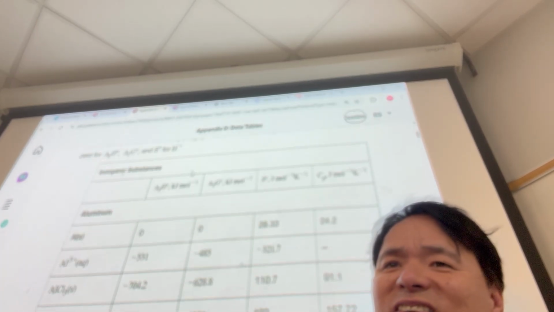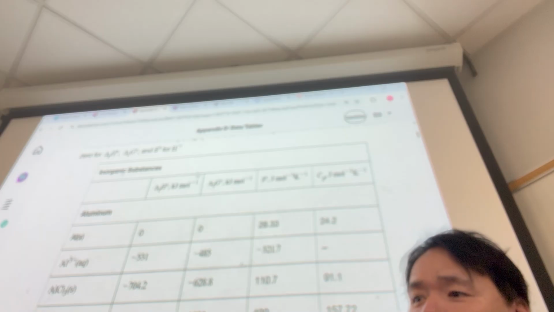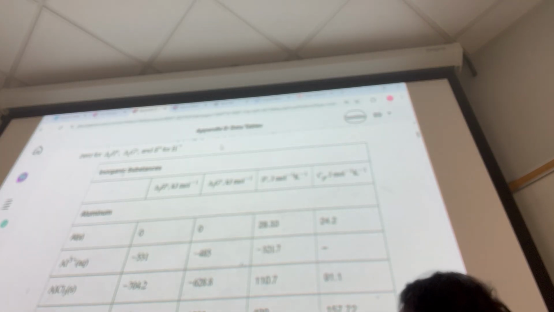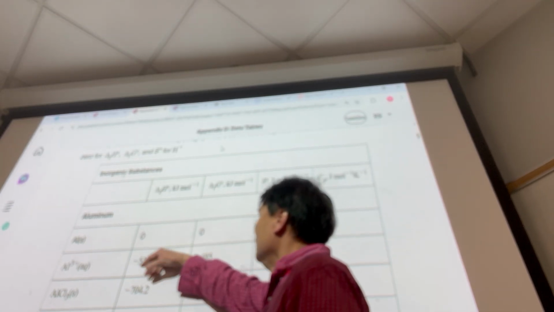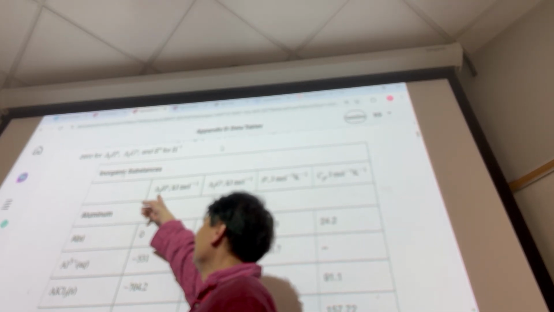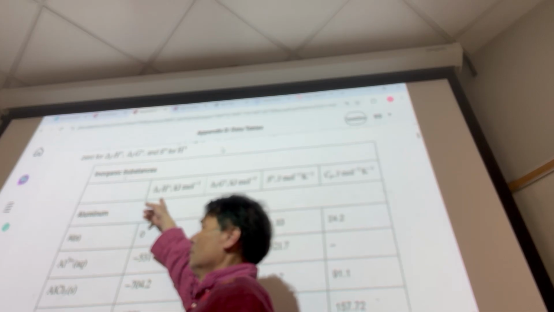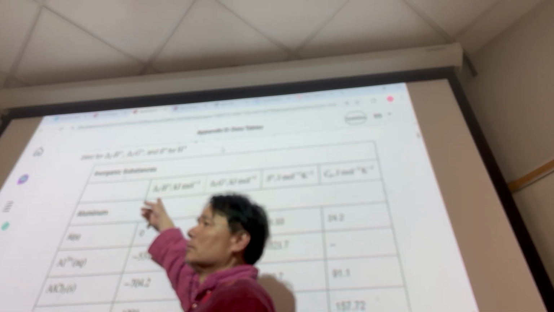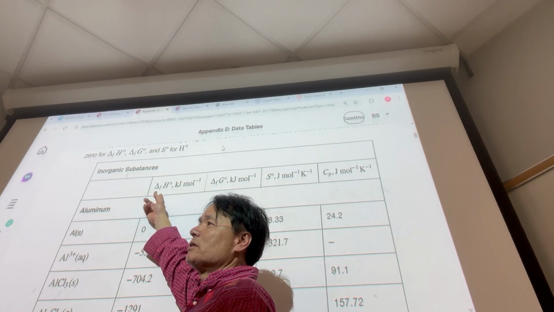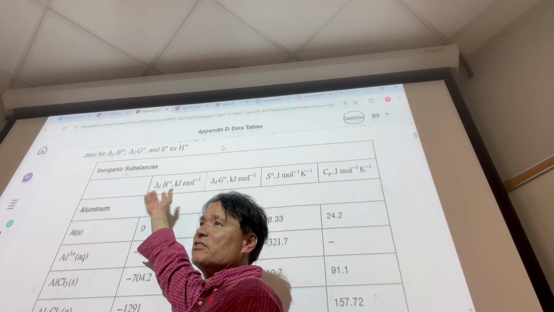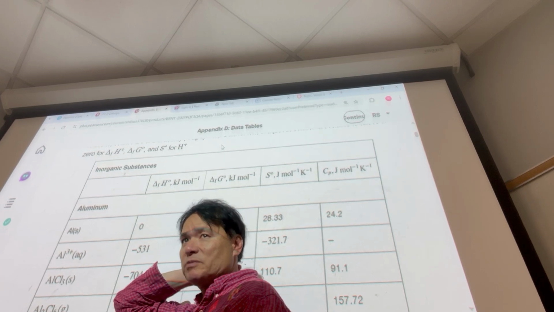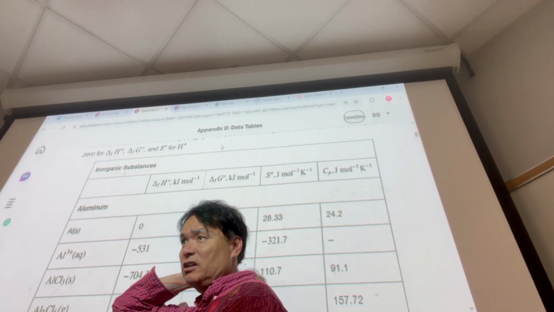So we're going to go to the thermodynamic data table, and here we're going to look at two more columns in the data table. We know our delta H's of formation. What does the F stand for? The F stands for, it's defined precisely. What is the precise definition of F?